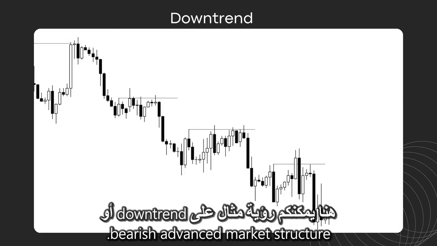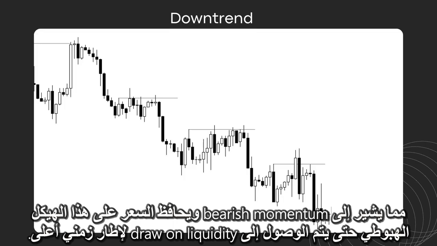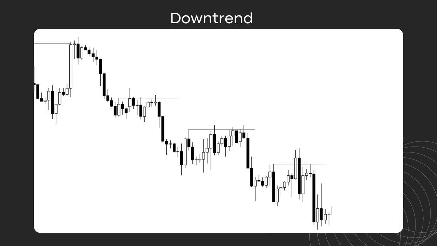Right here you can see an example of a downtrend or a bearish advanced market structure. Price is consistently rejecting highs and breaking below lows, which suggests a bearish momentum, and price is maintaining that bearish structure until a higher time frame drawn liquidity is reached. In that case, the structure would be shifted, right?